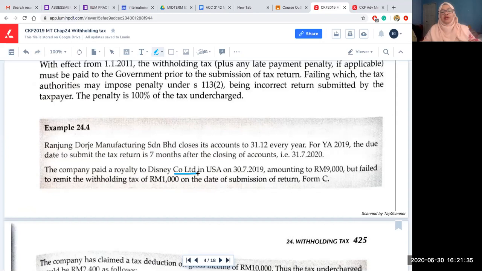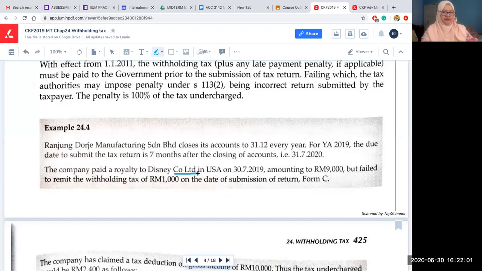So what does that mean? What is the total amount that you pay? The total royalty is actually 10,000. You only pay Disney 9,000, and the 1,000 you keep to yourself. You did not pay it to the IRB. So even though you withheld the tax, you did not pay it to the IRB, so you still have the non-compliance issue.